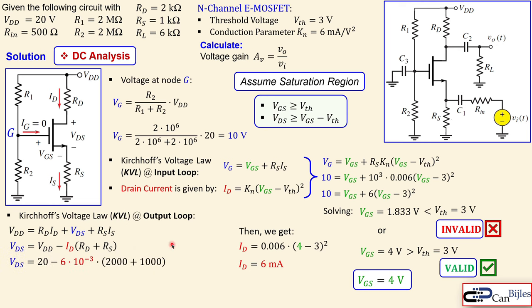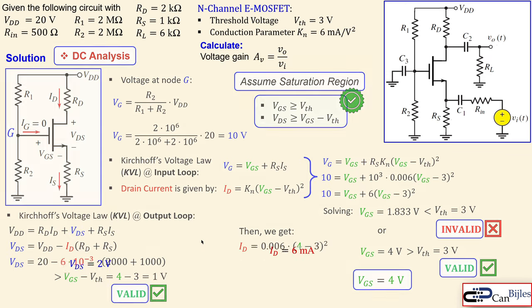Now we have this, we can substitute the values. We already know the drain current, we know the other values also, and this will give us 2 volts exactly. Is this now larger than VGS minus V threshold? Let's check that. VGS is 4 and V threshold is 3, so we get exactly 1 volt here. 2 volts is definitely larger than 1 volt, so this is valid. That means the saturation region assumption was correct. So we can just move on with our calculations.